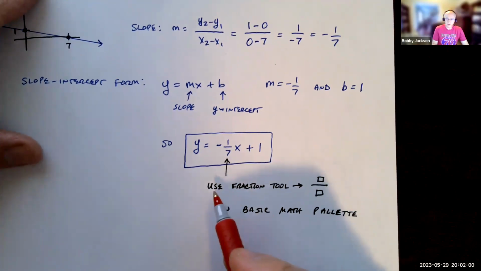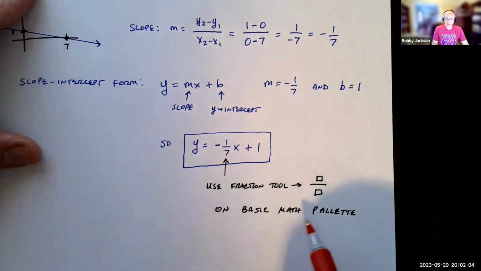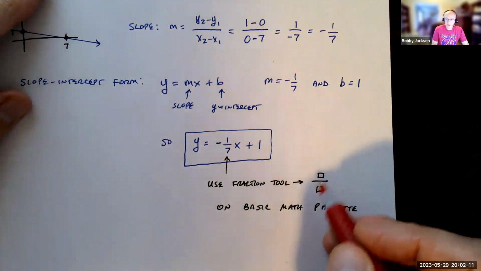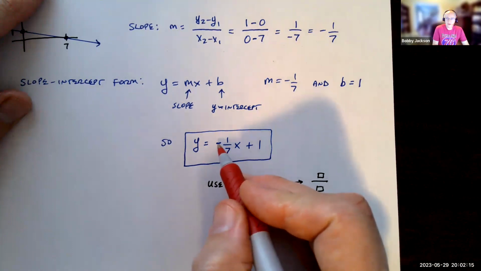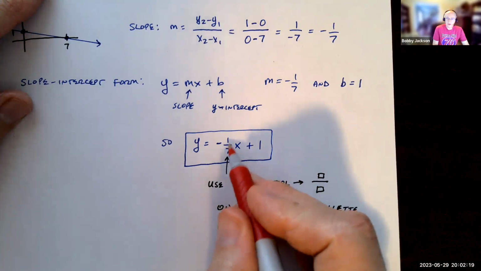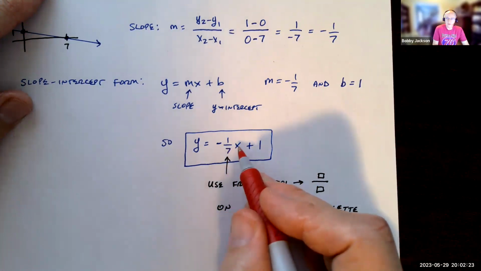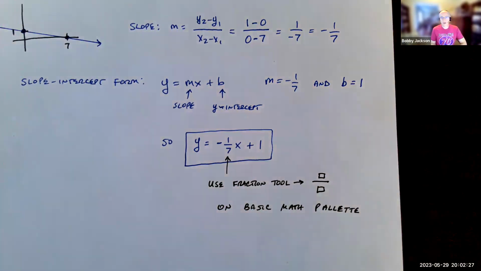So if you're using this for the first time, make sure you use that little fraction tool that's in the basic math palette at the bottom of the screen. When you put your cursor in the box to enter the value, this will allow you to get the fraction. The negative sign goes in front of the fraction, so hit the negative key, hit the fraction button, use your up and down arrows to get the 1 and the 7, and then move out of that fraction to write x and then +1. And hopefully that works. Hope that makes sense.